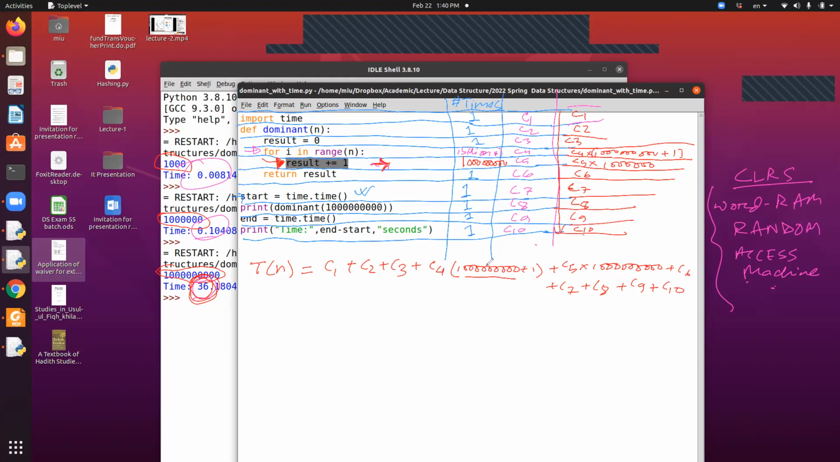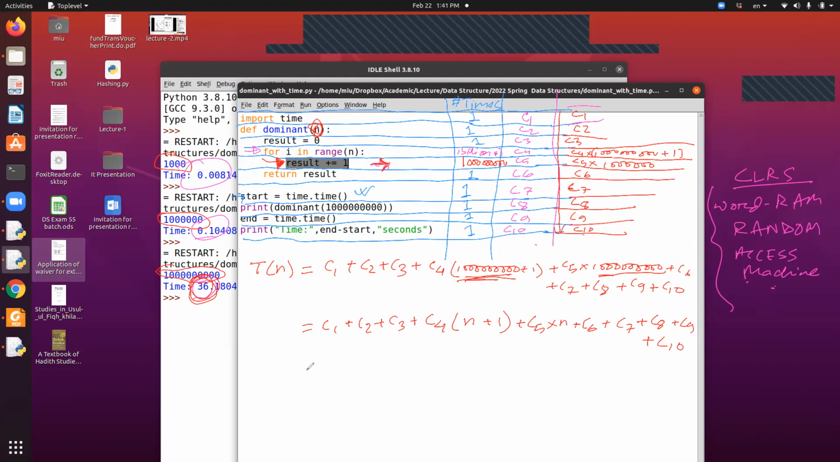Here, instead of 1 billion, actually this is the value for n, and oftentimes we are changing this value. That's why we can write this variable name. Instead of 1 billion, we can write n. Is there any problem if we do that? For C4, instead of 1 billion, we are writing n plus 1. Clear? For C5, instead of 1 billion, we are writing n, because this is the value for n for this particular instance. Then C6 plus C7 plus C8 plus C9 plus C10.